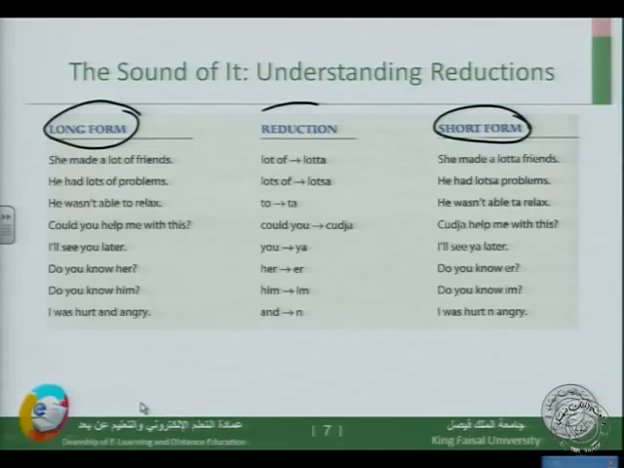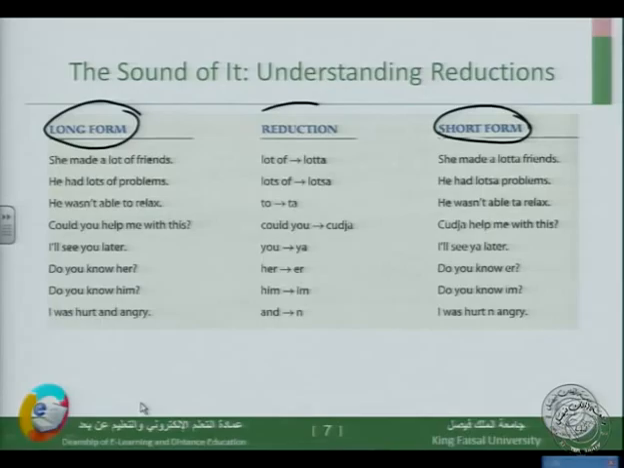To relax. Could you help me with this? I'll see you later. Do you know her? Do you know him? Okay. I was hurt and angry, without saying the full 'and'. I was hurt and angry. That's incorrect. You should say, I was hurt and angry.